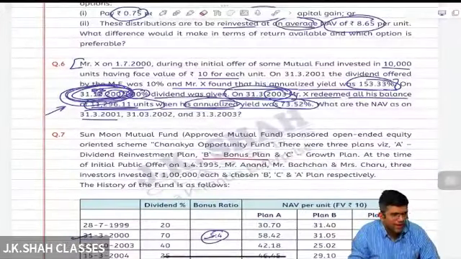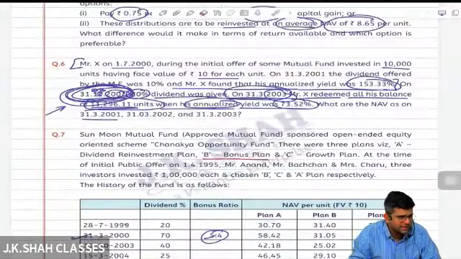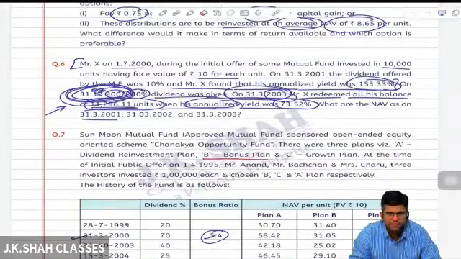So I am continuing with mutual funds. The last point of mutual funds is pending. I'll just finish that part and then we can leave.